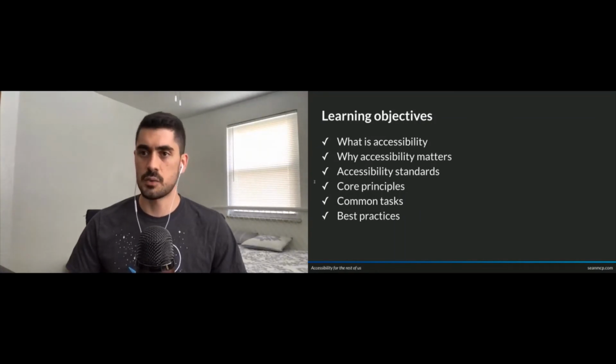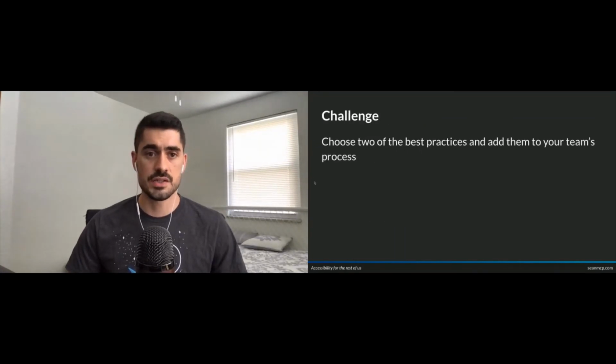Now, I want to end this talk with 2 things. First, a challenge. Choose 2 of the best practices and add them to your team's process. If we can all commit to that, then we're on our way to building a more accessible web.